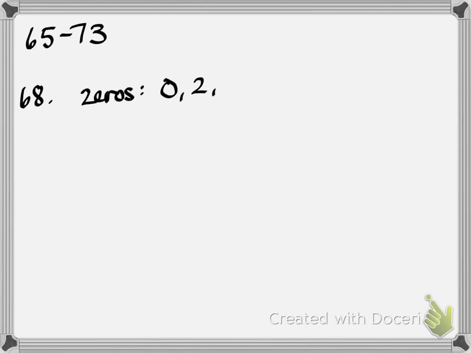Let's look at 65 through 73. That's a topic I talked about today: finding the function with the given zeros. So let's say we had number 68, and we had zeros of 0, 2, and 5. That means x is 0, x is 2, x equals 5. If they're my zeros, they're my solutions.